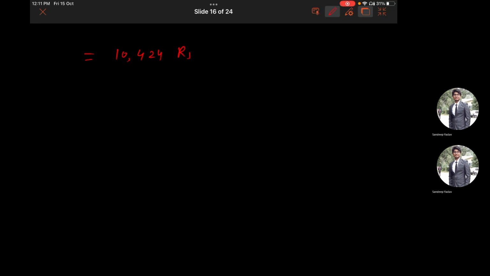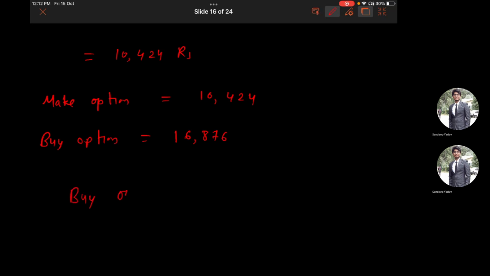So here we see the make option has a cost of 10,424, and the buy option has a cost of 16,876. So the buy option is advisable.